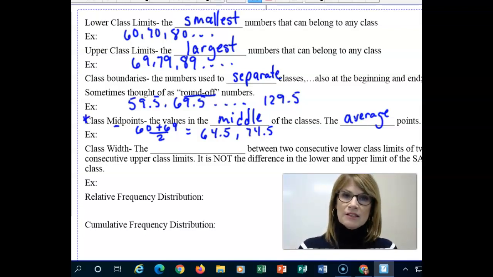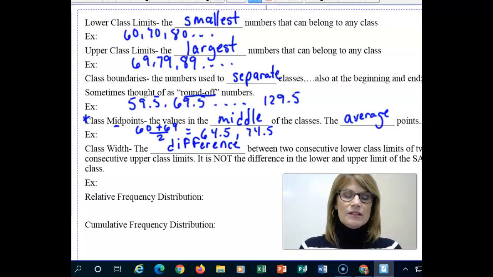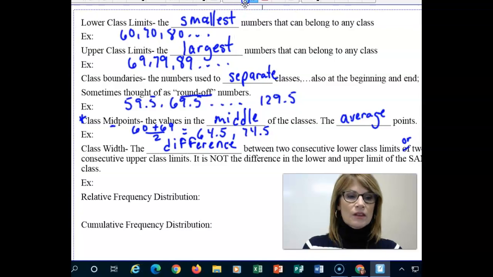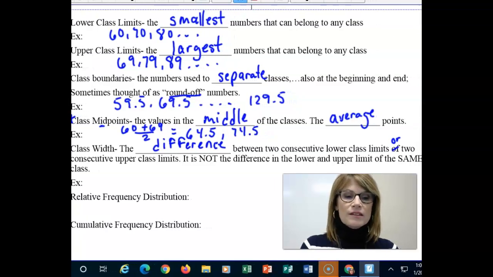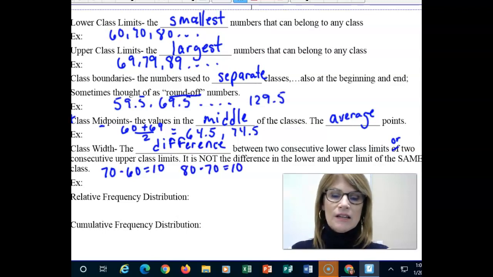Okay. Class width. We decided this at the very beginning. When we had 9.1, we rounded it up to 10. 10 is how big our class is. It's also the difference, meaning like subtracting difference, the difference between two consecutive lower class limits or two consecutive upper class limits, not the difference in the same class. So to get our class width, we could say 70 minus 60, 10. 80 minus 70, 10.